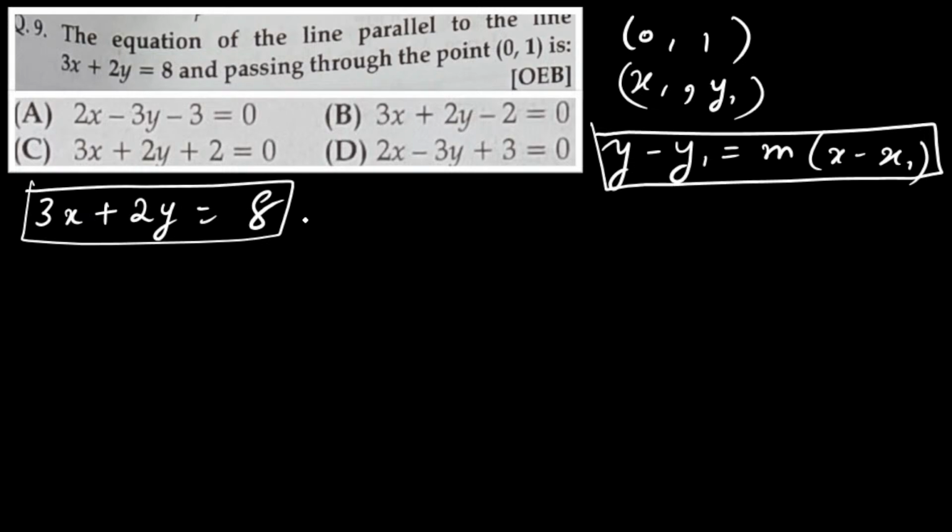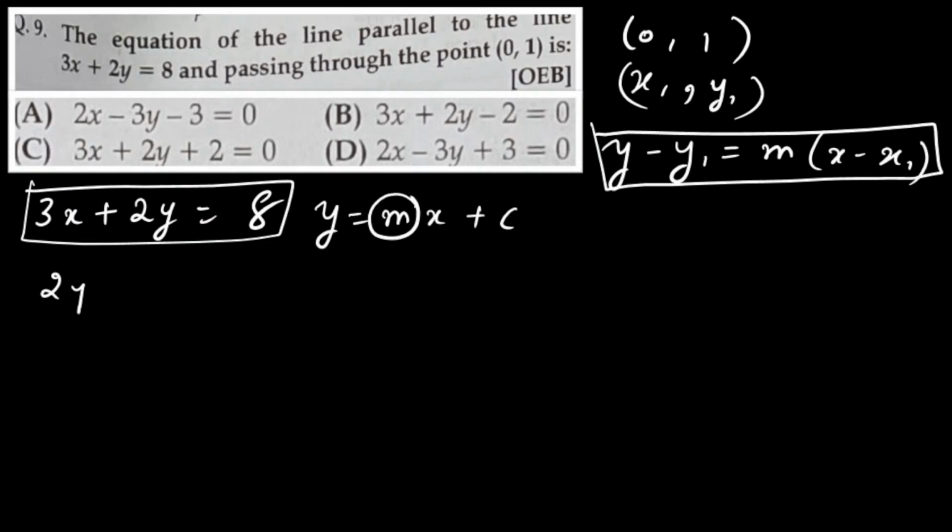The equation of that line we have to find is parallel to this line. So that means we will convert this line to slope intercept form, which is y is equals to mx plus c. Then we will compare the coefficient of x, that is the value of the slope.